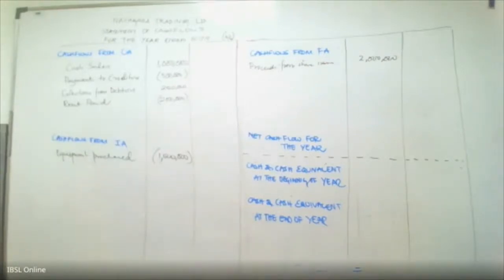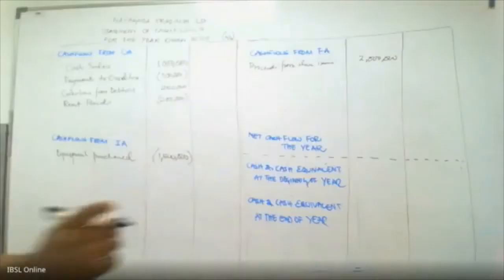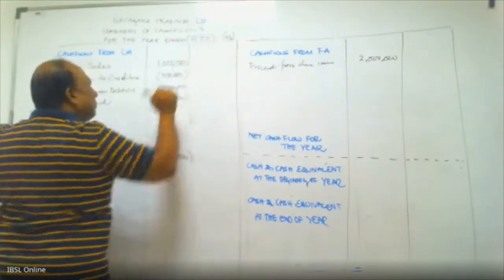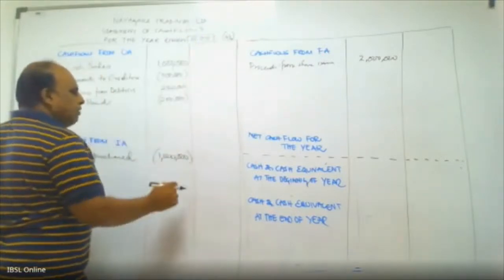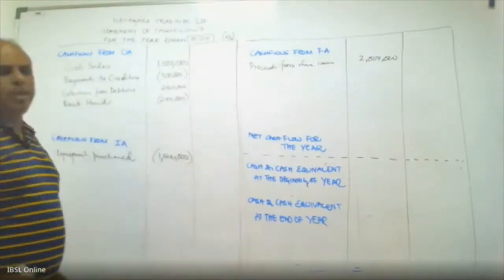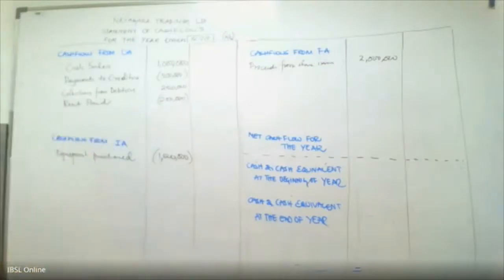Look at the next one. Telephone bills paid in 2017. Where does it go? It's not considered because it's in the previous year. Very good. We should not consider because we are talking about 31st December 2018, that is from 1/1/2018 to 31st December 2018. But here they are giving you information relating to 2017. So I am preparing the cash flow for the current year, but they are talking about the previous year. So you have to be very careful.